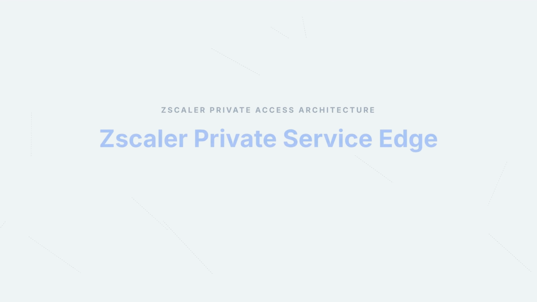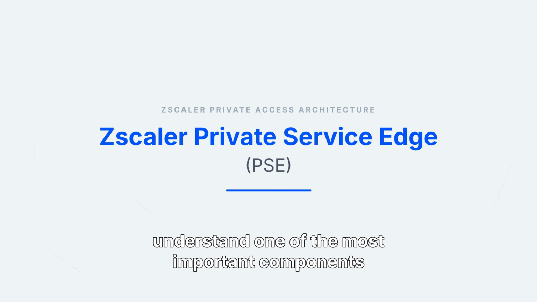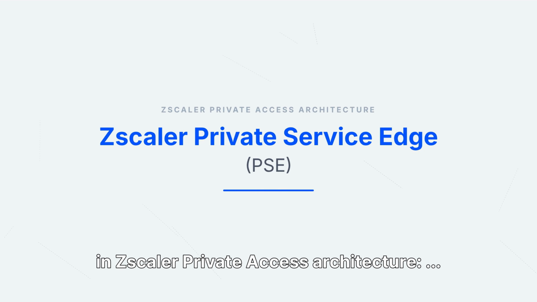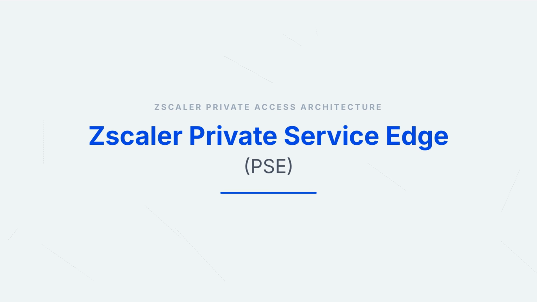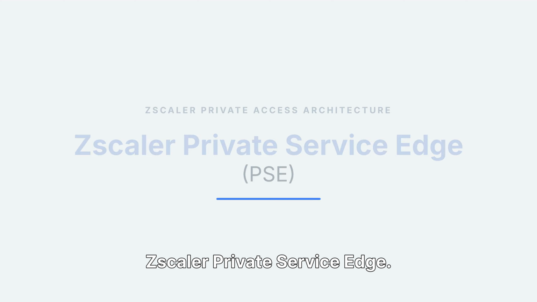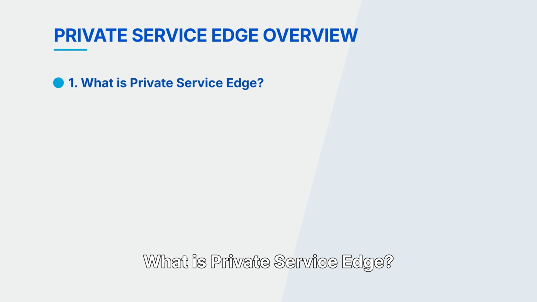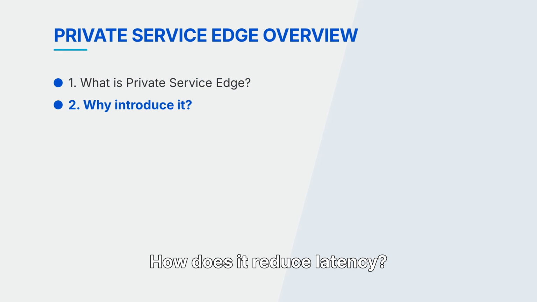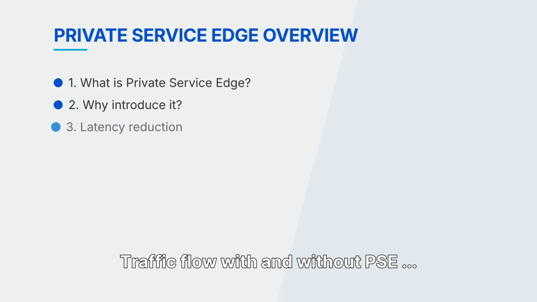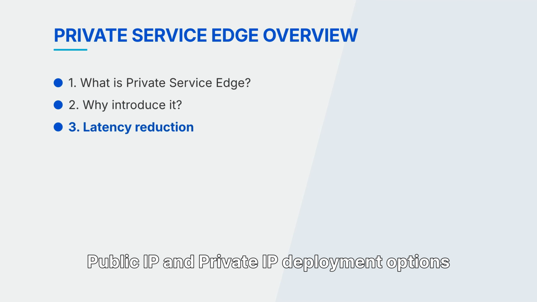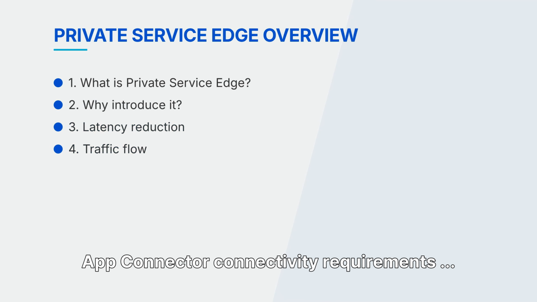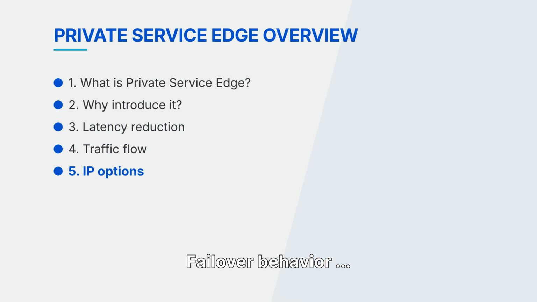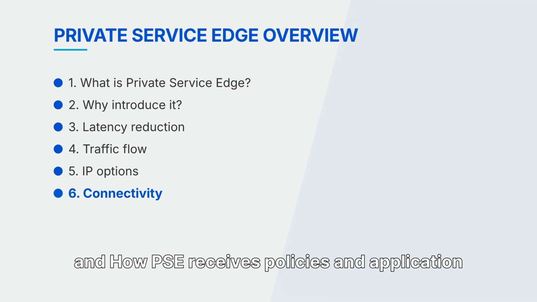Hello everyone. In today's video, we are going to understand one of the most important components in Zscaler Private Access architecture, Zscaler Private Service Edge. We will discuss what is Private Service Edge, why did Zscaler introduce it, how does it reduce latency, traffic flow with and without PSE, public IP and private IP deployment options, app connector connectivity requirements, failover behavior, and how PSE receives policies and application information from Zscaler Cloud.